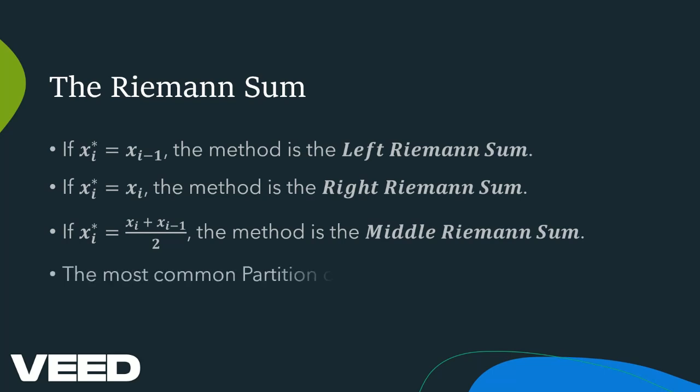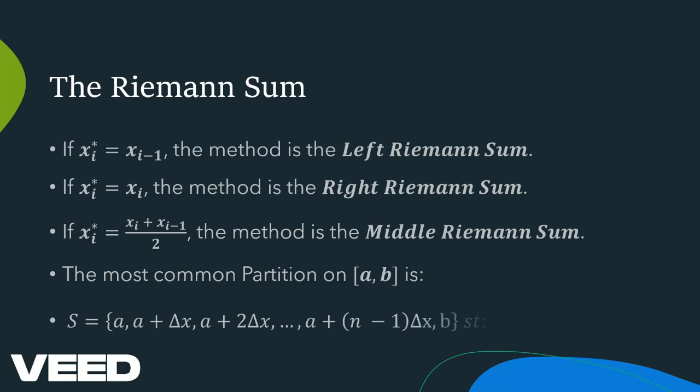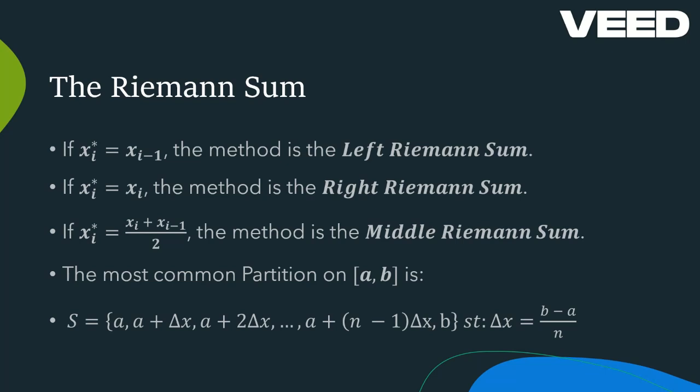The most common partition is to take equal subintervals with a common width, where the width is (b minus a) divided by n, where b is the right endpoint, a is the left endpoint, and n is the number of subintervals.